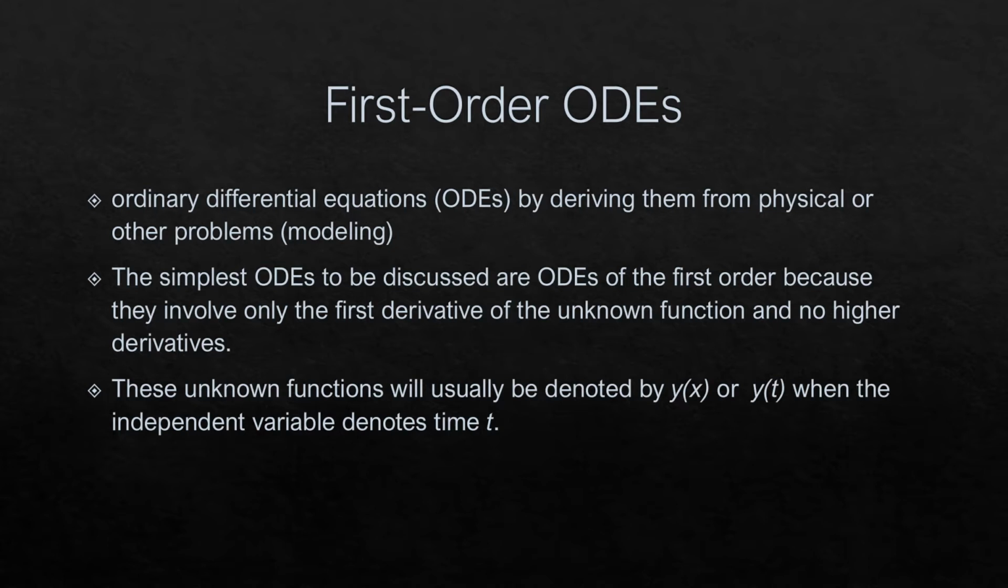These unknown functions will usually be denoted by y of x, or y of t when the independent variable is denoted t. So what we learned till now is that when we say first order ordinary differential equation, this means that the equation contains only the first derivative of the unknown function.